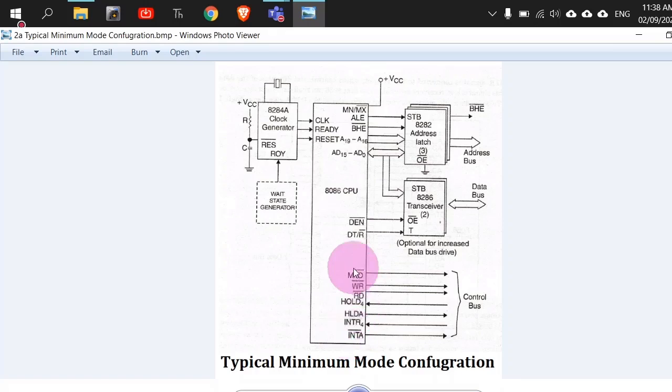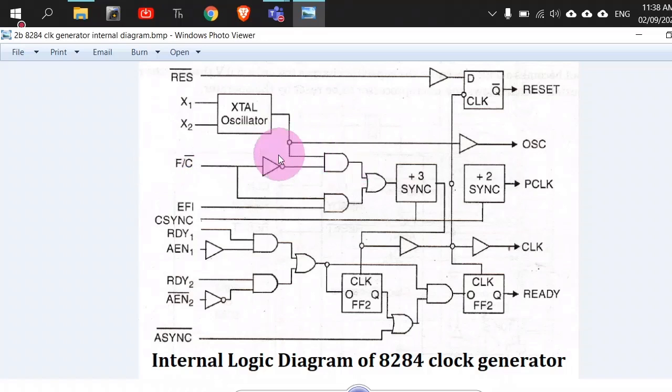We also saw the internal structure of the 8284 clock generator, where we saw how this crystal oscillator frequency X1, X2 or the external frequency is selected by these sets of logic gates, and how, if you apply any frequency here, 1 by 6th of that frequency will appear at the PCLK output, which is the peripheral clock. So we saw how all that is done. Then we saw the meaning of these signals. They need to be grounded for minimum mode of operation.